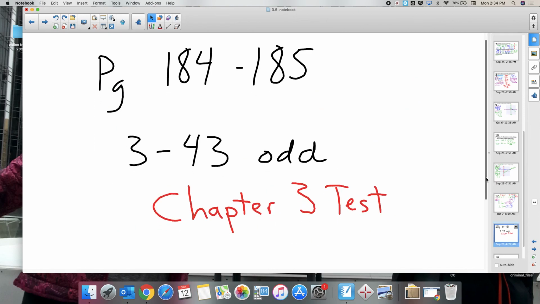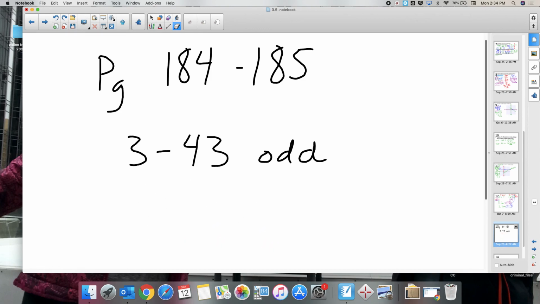Your homework here is the odds only, and we'll talk about your chapter 3 test here as we progress through the last couple sections here. But tonight's homework, you'll see, is pages 184 to 185, numbers 3 to 43 odd.